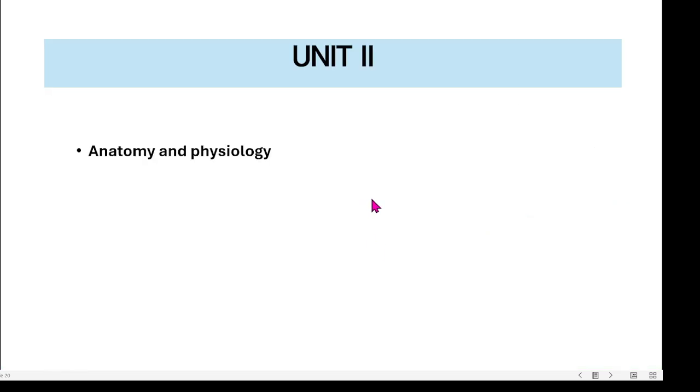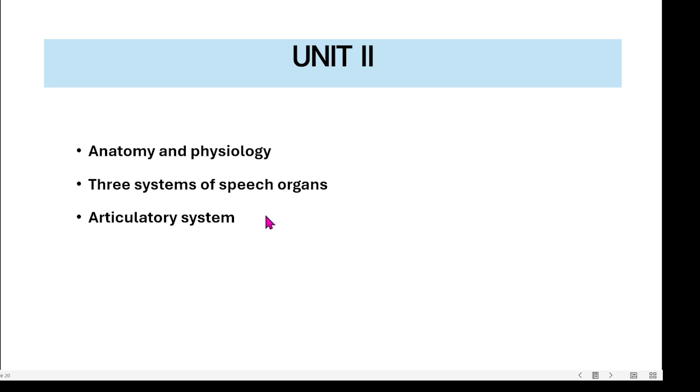We will start by discussing two important terms. They are anatomy and physiology. Then we will delve into all three systems of speech organs and we will study why they are called systems. Then we will study each one of the systems, which are the articulatory system, the phonatory system, and the respiratory system. In all three cases, we will study the different components, that means the different organs that constitute the systems, and also their functions, both their primary function and the secondary function, which is related to speech production.